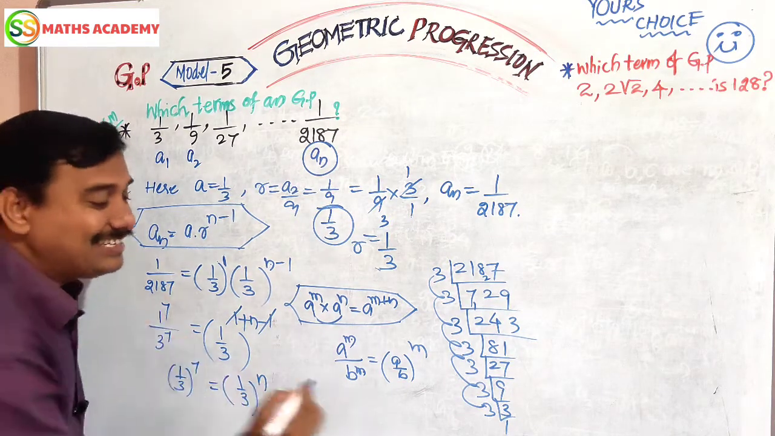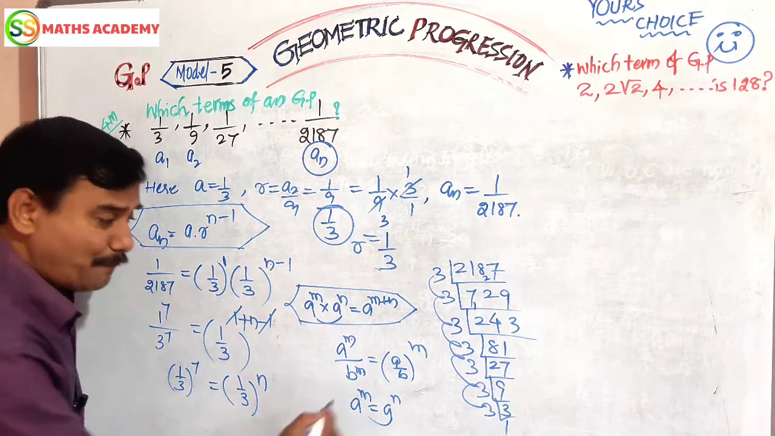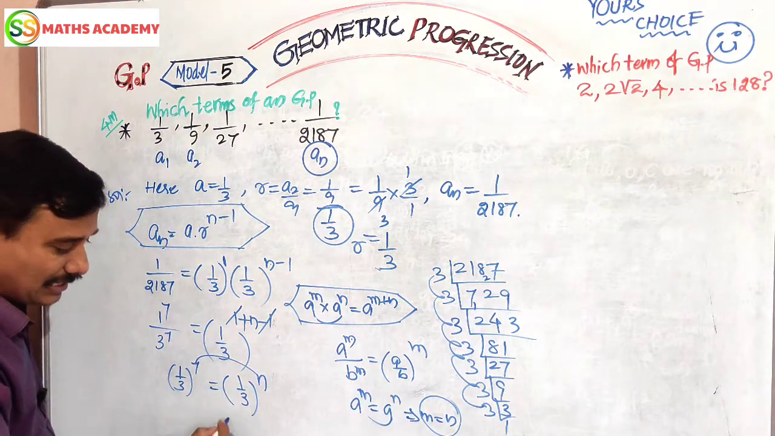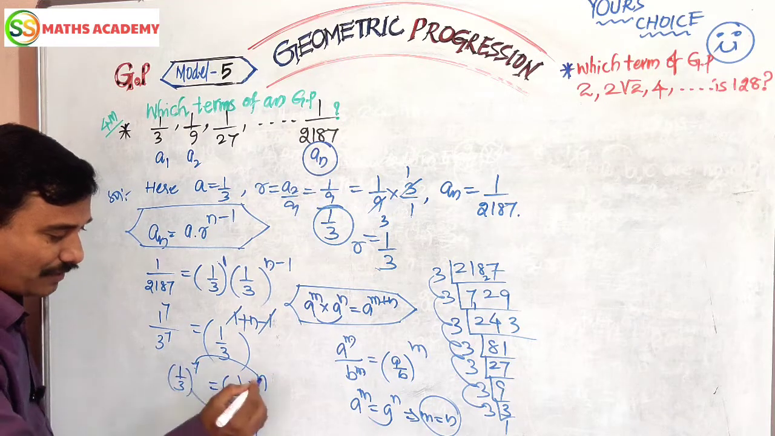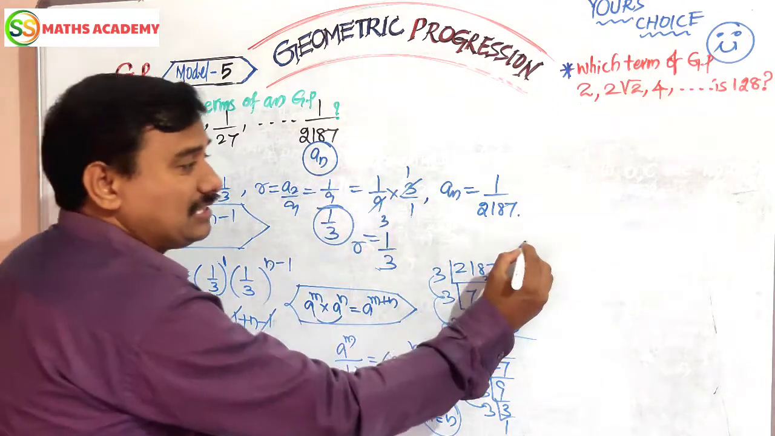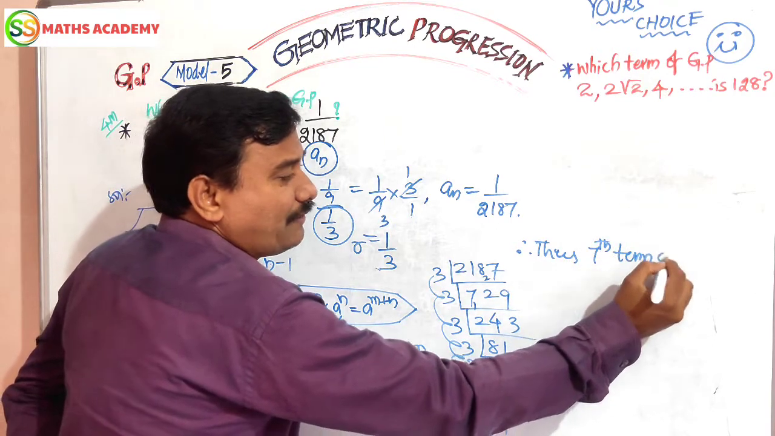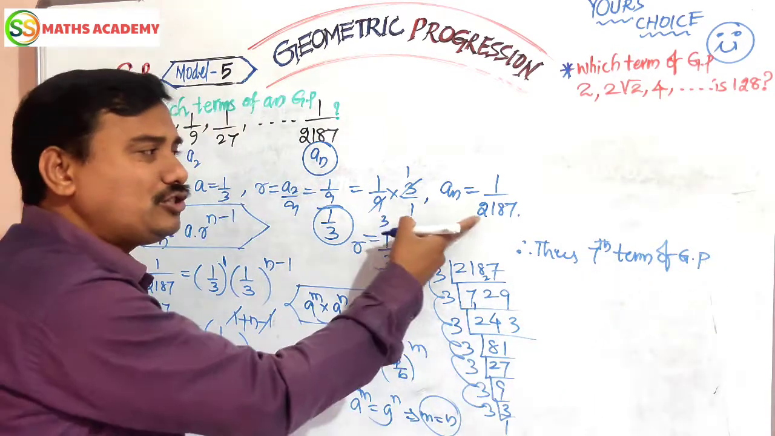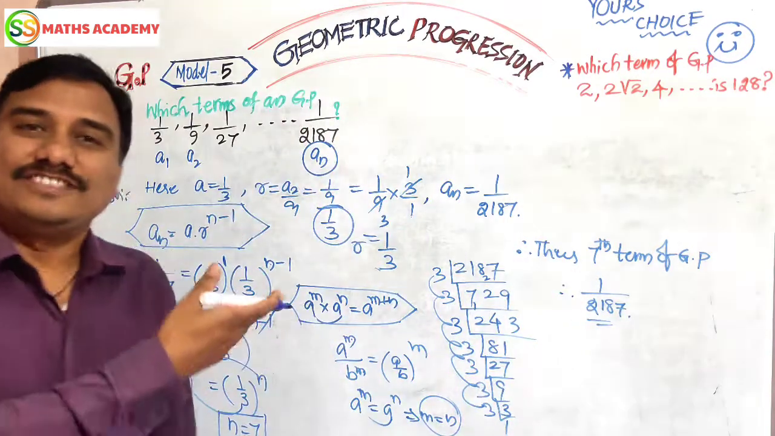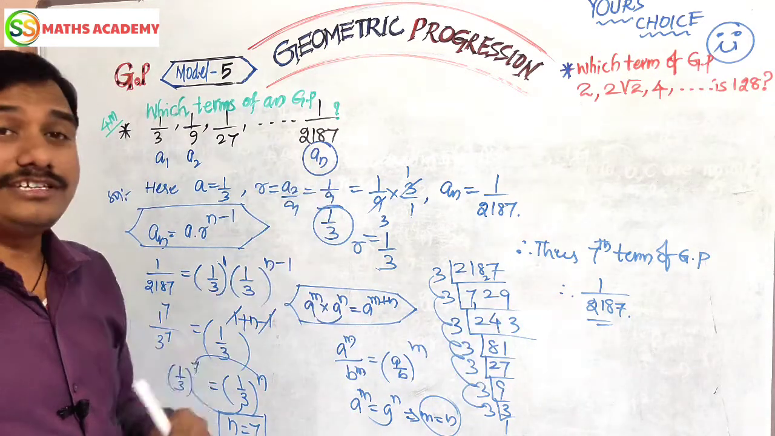Now, in equivalence, when the bases are equal, the powers should be equal. That means m equals n, so n equals 7. Thus, the 7th term of the GP is 1 by 2187. This is your answer, dear friends. Which term? The 7th term in the GP.